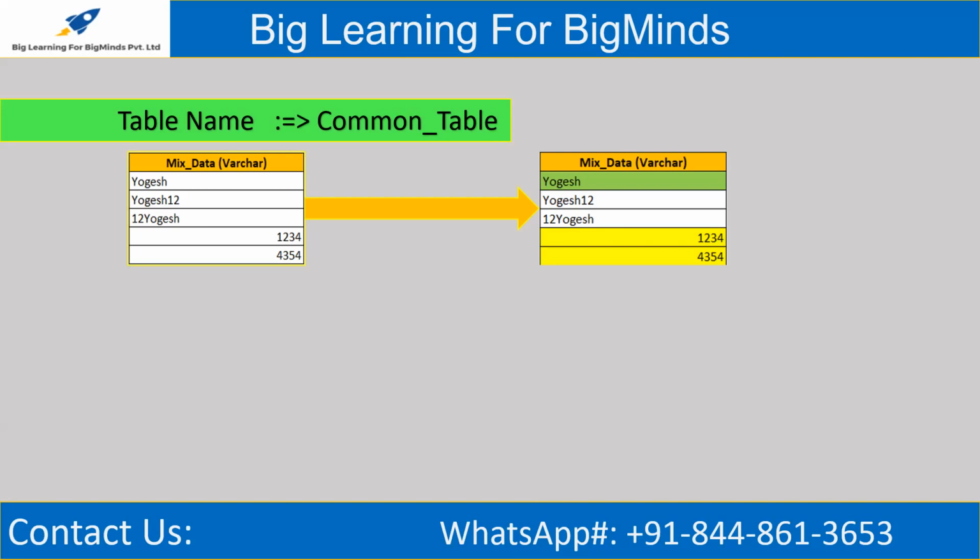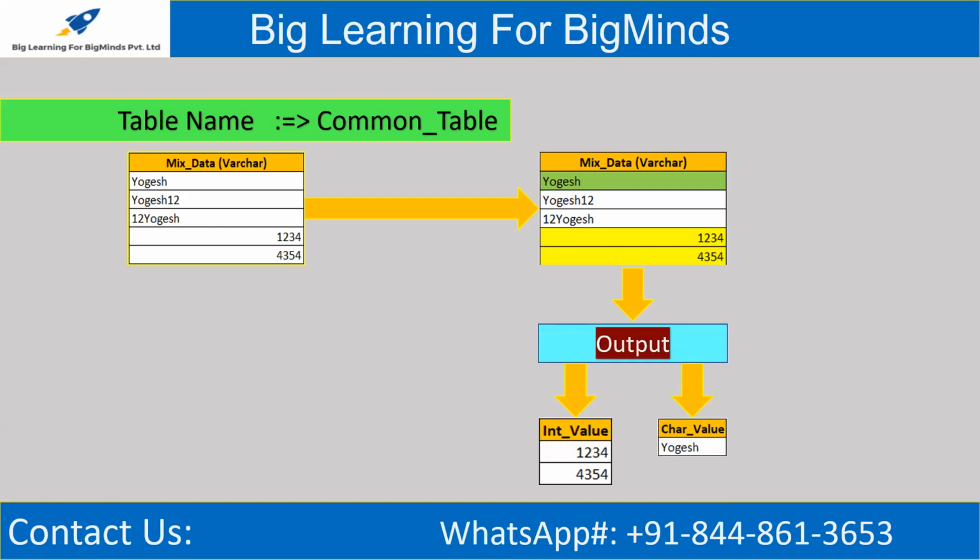You will have to extract the last two as integers, those highlighted in yellow, and the one highlighted in green is the character value. You will have to extract these separately. So your output must look like this: integer values, these two records, and character value, like this Yogesh shown. You will have to write the query. How will you extract the integer values from that column, and how will you extract the character values from that column? Let's jump to SQL Server and see how we can achieve this.